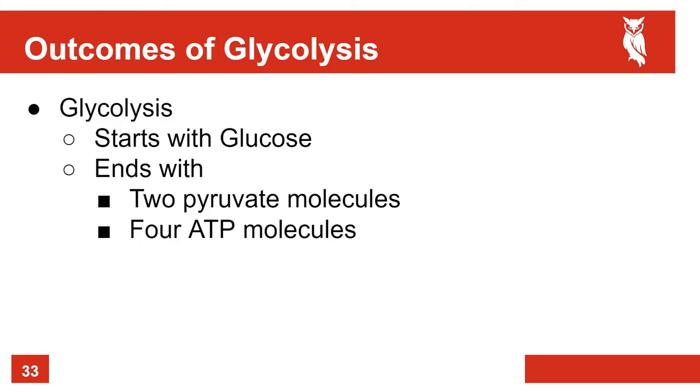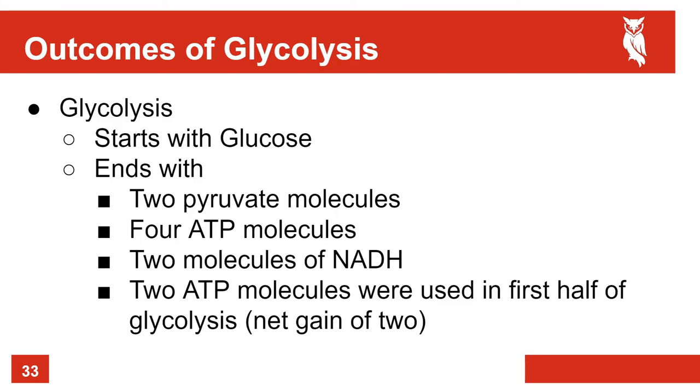Start with glucose. We end with 2 pyruvate molecules, 4 ATP molecules, 2 molecules of NADH, but 2 ATP molecules were used in the first half, so it's net 2.